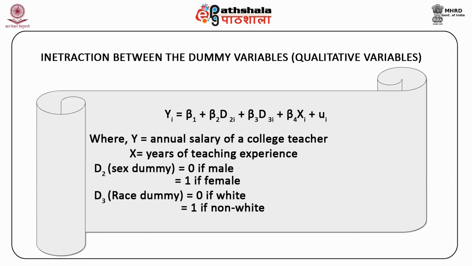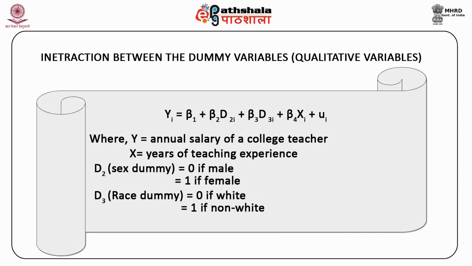Yi is equal to beta 1 plus beta 2 D2i plus beta 3 D3i plus beta 4 Xi plus mu i, where Y is equal to annual salary of a college teacher, X is equal to years of teaching experience, D2 is the sex or gender dummy and is equal to 0 if male, 1 if female, D3 is the race dummy, equal to 0 if white, 1 if non-white.